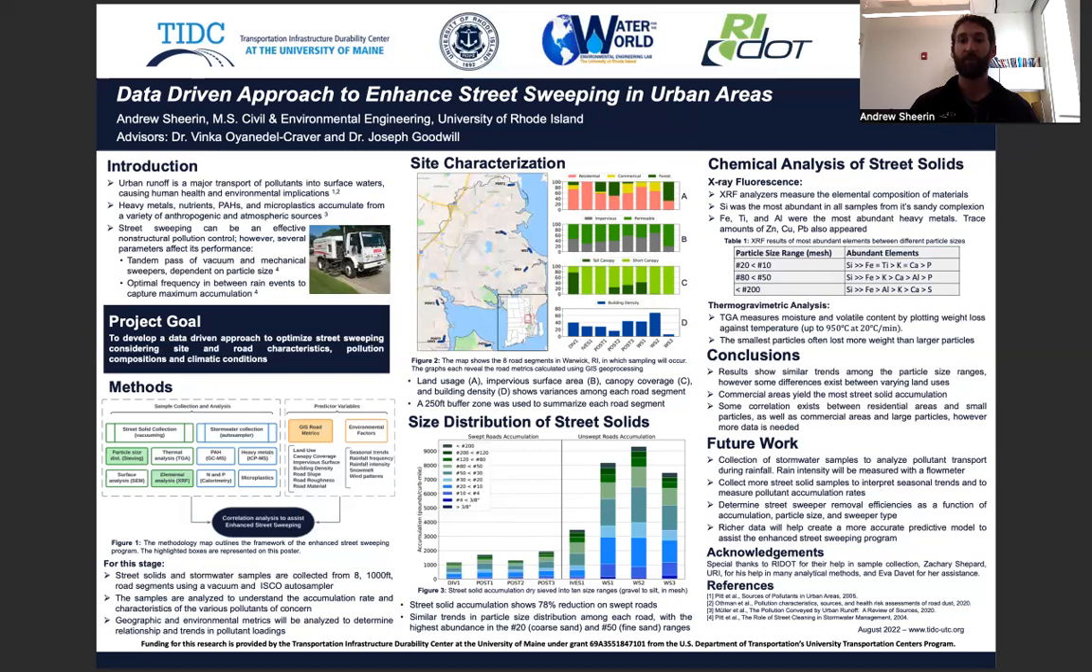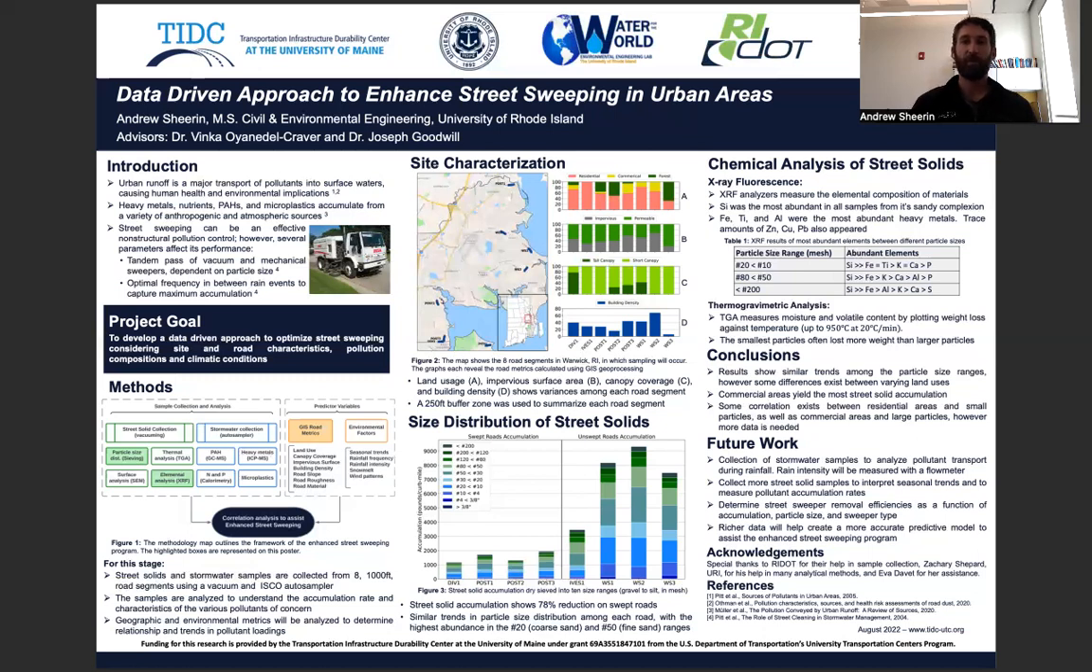We also did a thermogravimetric analysis, which plotted weight loss against an increase in temperature to help us understand the moisture and organic content in our samples. We are still in the data collection portion of this study, and we will need to collect more samples in order to make conclusions. However, we did find some initial trends that relate land use to particle size. For example, residential areas show more abundance in smaller particles, while commercial areas are correlated to larger particles. Commercial areas also consistently yielded the most solid accumulation.